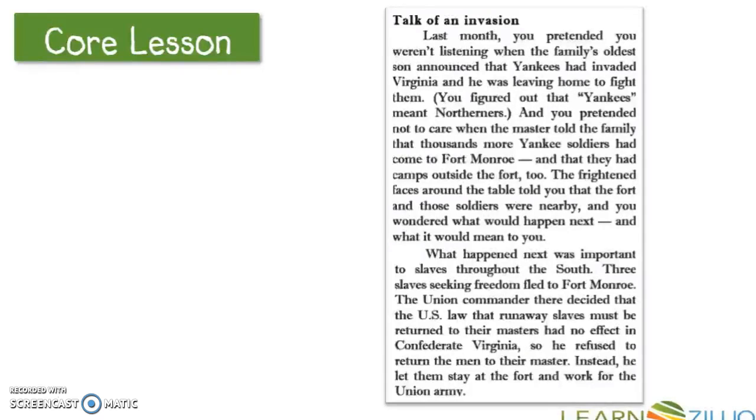What happened next was important to slaves throughout the South. Three slaves seeking freedom fled to Fort Monroe. The Union commander there decided that the U.S. law that runaway slaves must be returned to their masters had no effect in Confederate Virginia, so he refused to return the men to their master. Instead, he let them stay at the fort and work for the Union Army.